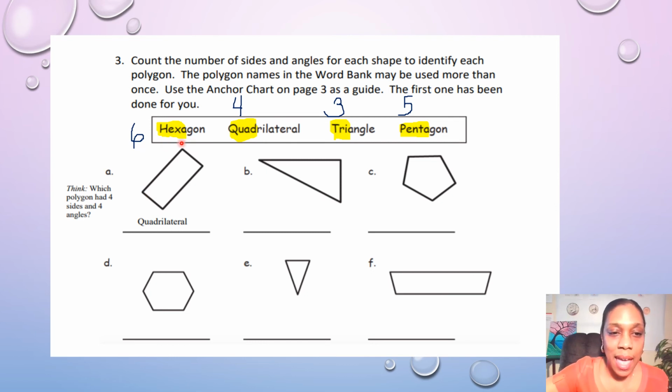A hexagon has 6 sides, while a quadrilateral, quad being that prefix, shows us that we have 4 sides. Tri means that we have 3 sides, triangle. And a pentagon means we have a 5-sided shape. Now, I want you to take a moment. I want you to circle your angles, and I want you to put a tick line on the sides. And we'll see which ones are hexagons, quadrilaterals, triangles, and pentagons. Please press pause.